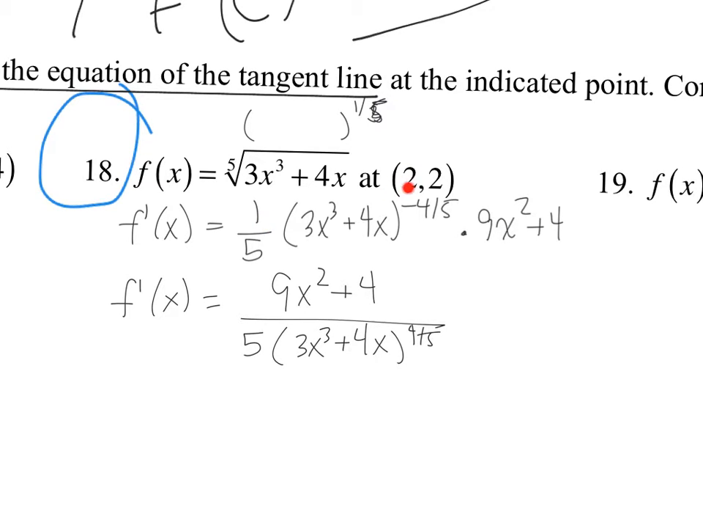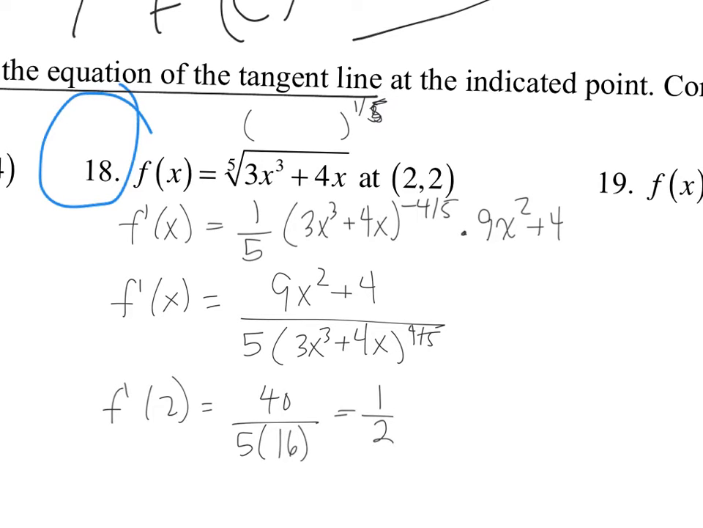Now we're going to evaluate the derivative at 2. So f prime of 2 is equal to, if you do the math up there, that's going to get you 40 on top. Five multiplied by, 2 cubed times 3 plus 4 times 2, and all of that, fifth root, then raised to the 4th power, is going to be 16. And our f prime of 2 is 1/2. So there's our slope of our tangent line.